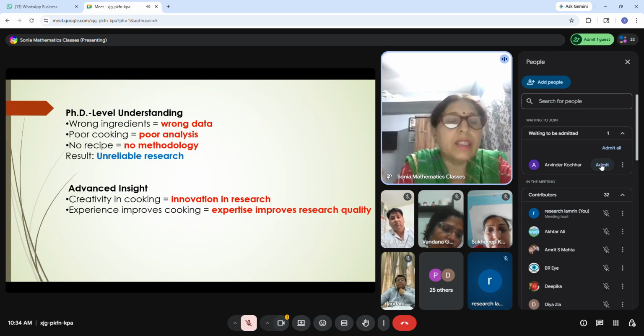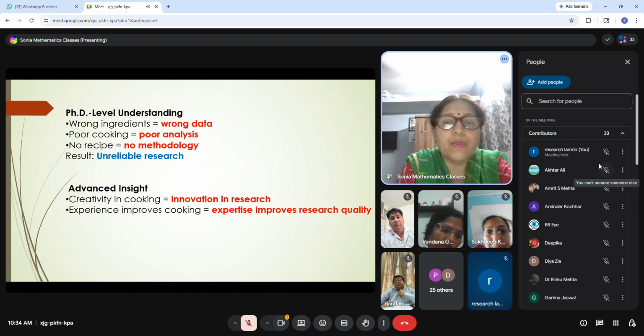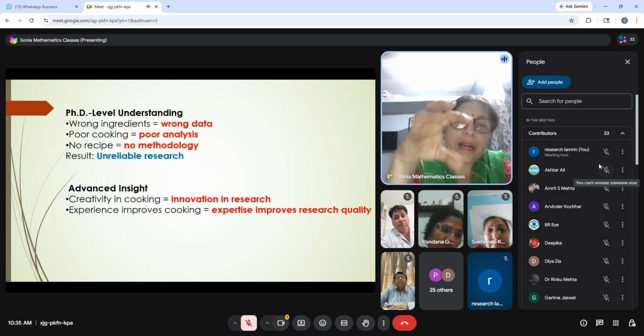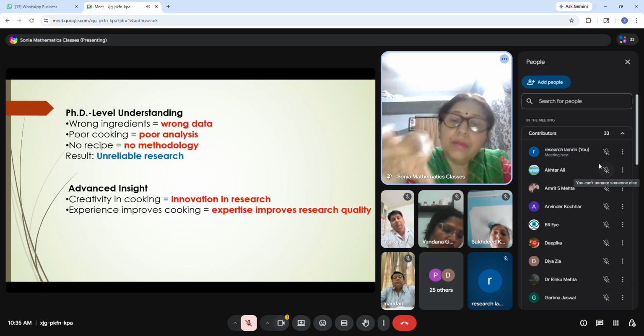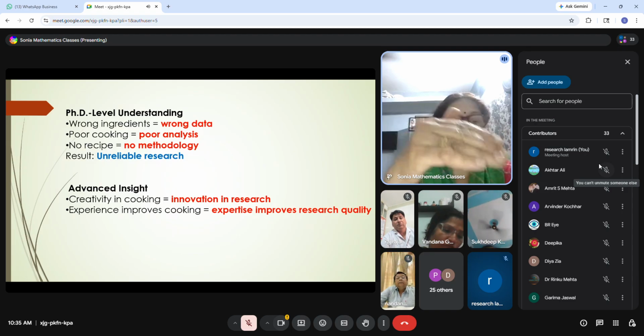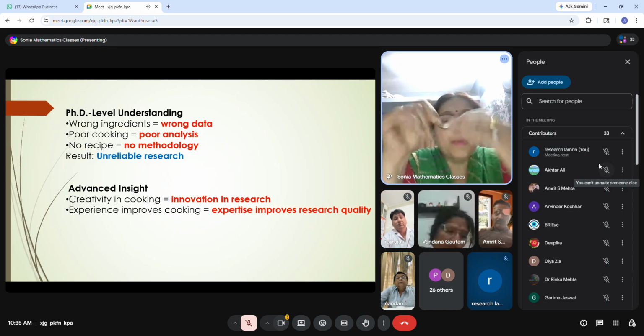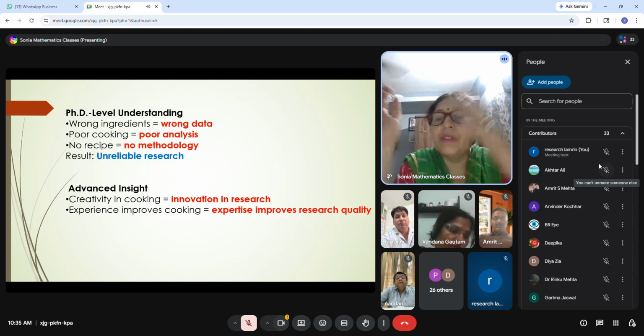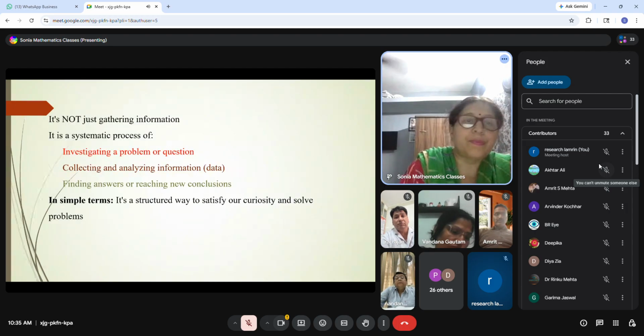So in advanced insights, creativity in cooking means innovation in research. तो आपने क्या इसमें नया इनोवेट किया? ठीक है, सब्जी, गोभी की सब्जी तो हर कोई बनाता है. कोई किसी का टेस्ट कुछ होता है, किसी का कुछ होता है. That is the innovation. Same in research, we have to find the gap, we have to fill that gap with our innovation. So we have to experience, improve cooking expertise, improve research quality.